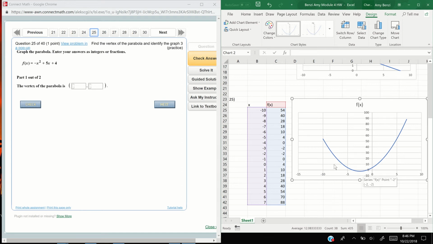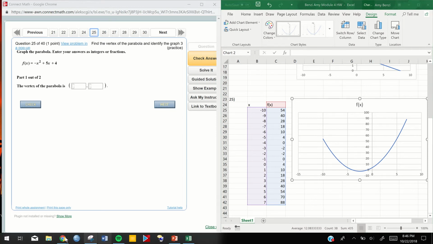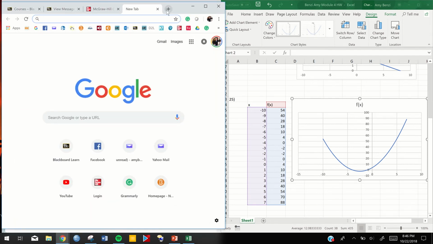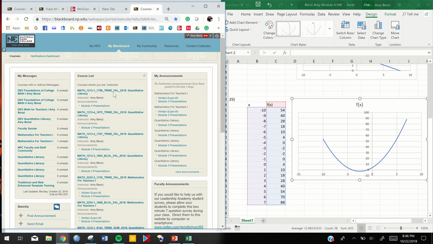And then I can find my vertex. Well, if I want to find the lowest y value, I can look at my chart here. It looks like the lowest y value is negative 2. So I likely have some point. There's negative 2, negative 2. I'll move that over. And sometimes on Excel, it's just a little bit hard to find the vertex and the x-intercepts and things, which is why I have for you guys, if you go to your Blackboard, let's see, Blackboard, I'm going to go to the module 4 for any one of these quantitative literacies.